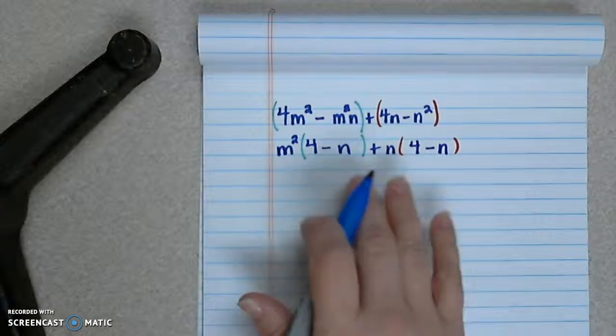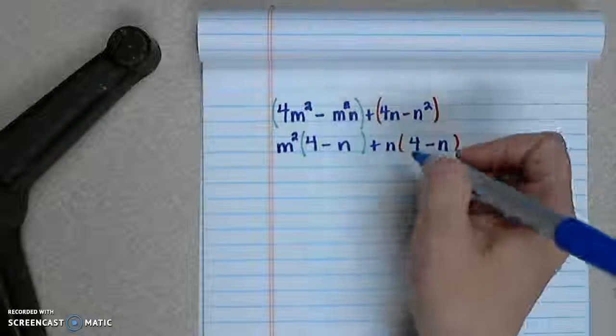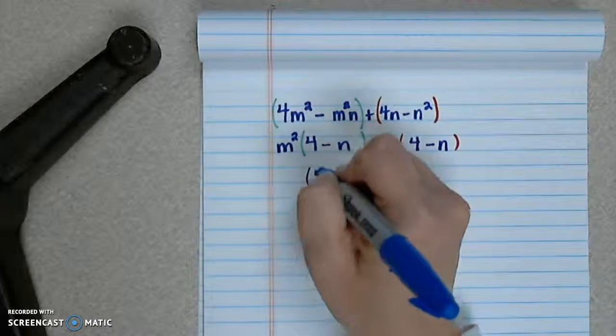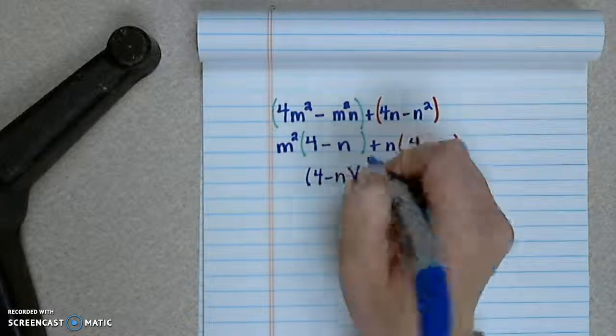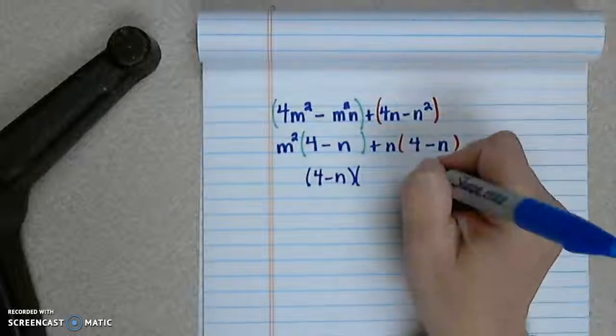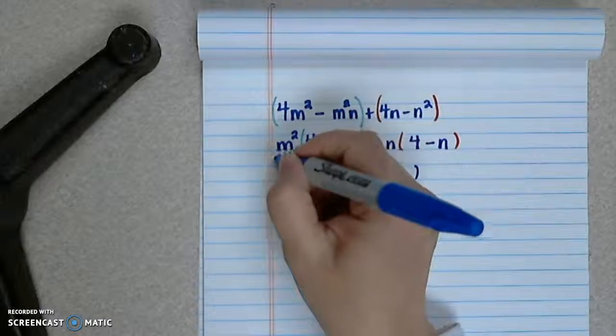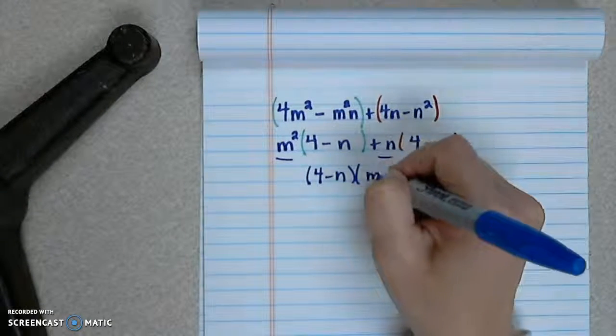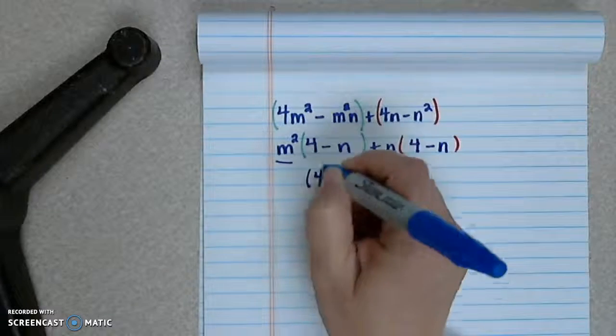The last step is to factor out the GCF between the two terms, which is going to be what's in parentheses, 4 minus n, and then m squared plus n is what remains.